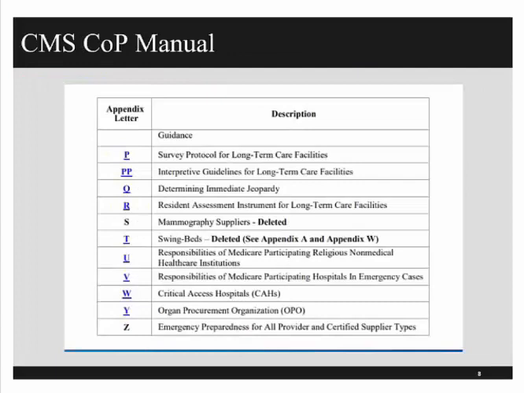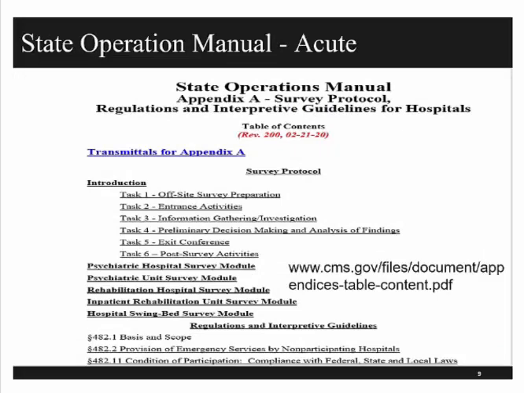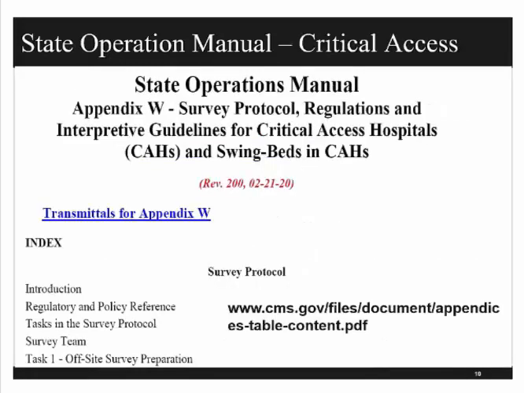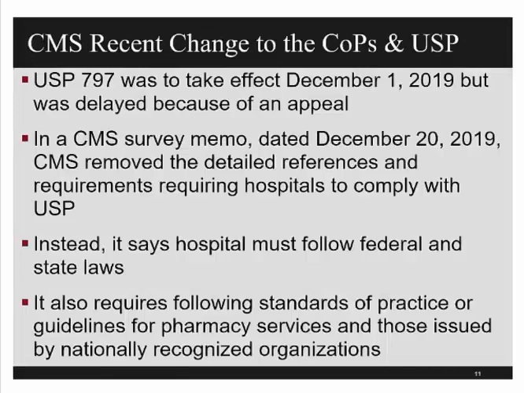And this is just the continuation. Critical access hospitals is in Appendix W. Each appendix has their own index, which lists out what's the code number and then what are the sections as they have separated them out. And as I mentioned, this is the one for Appendix W.